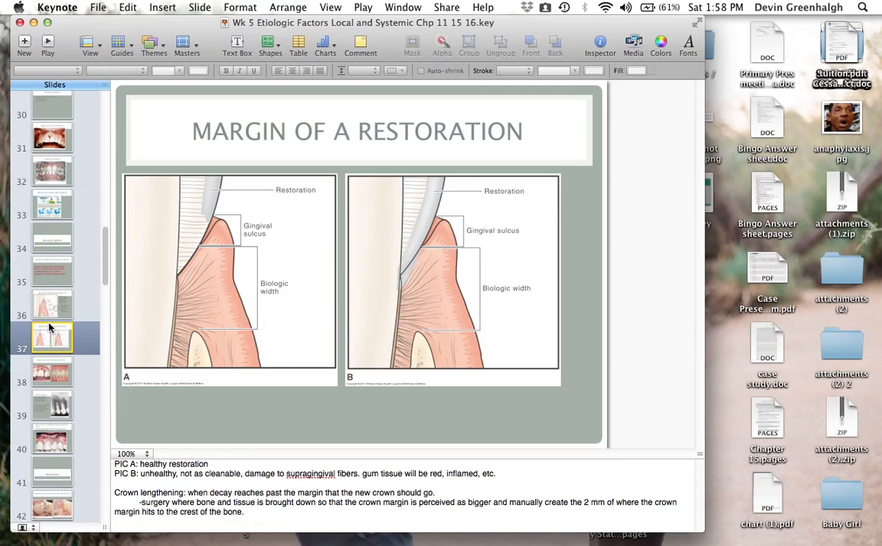Now, you can have a procedure done that helps solve this problem, and it's called crown lengthening. So basically, when decay reaches past the margin where the new crown should go, you have surgery where bone and tissue is brought down so that the crown margin is perceived as bigger, and you manually create the 2 millimeters of width yourself.